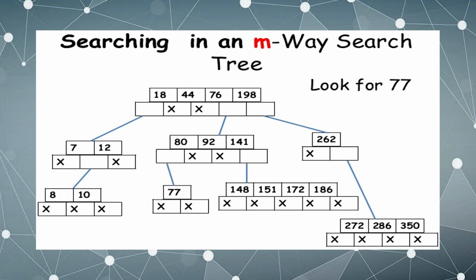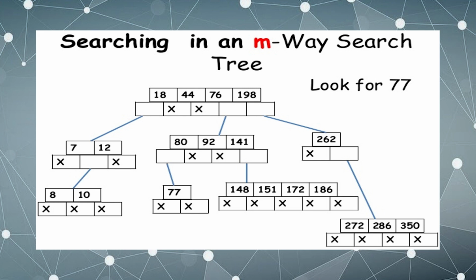So here the item we are searching for is 77. First we fix the pointer at the first position, that is 18. Here we cross-check whether the new item is equal to 18 or not. It is not equal to 18, so we go for the if-else condition: is the new item greater than or less than? Finally we get that 77 is greater than 18.